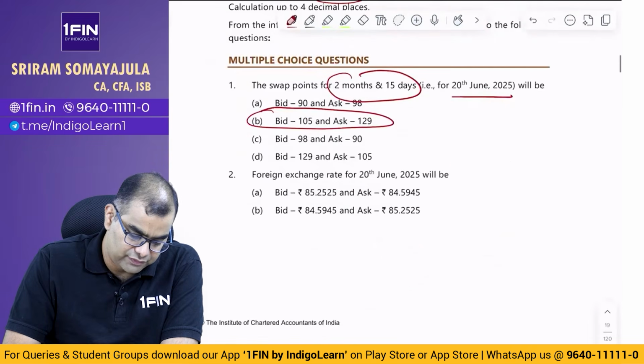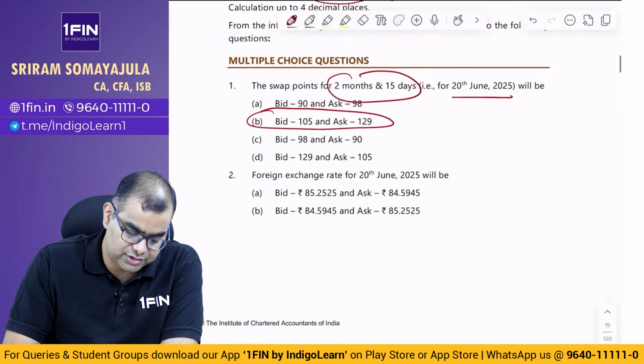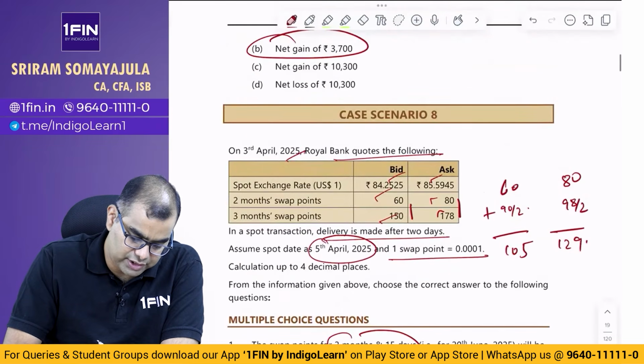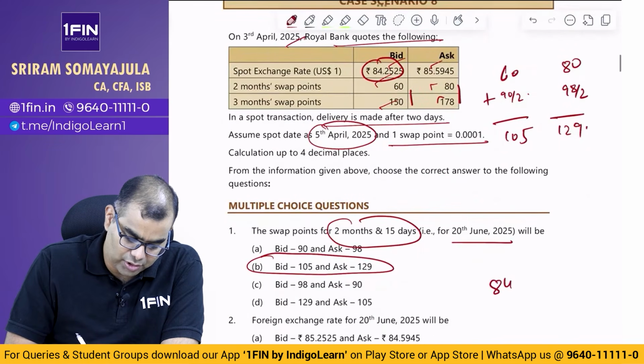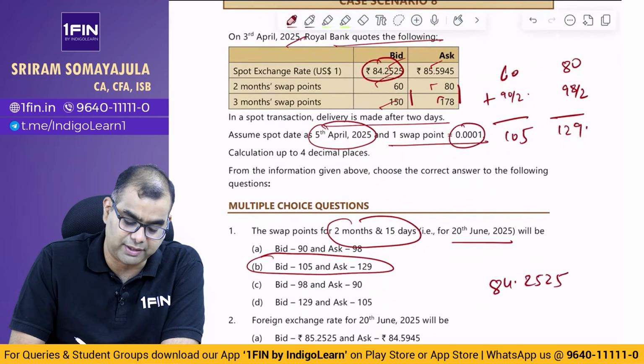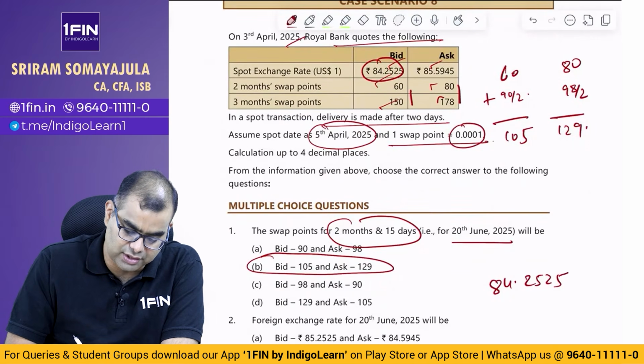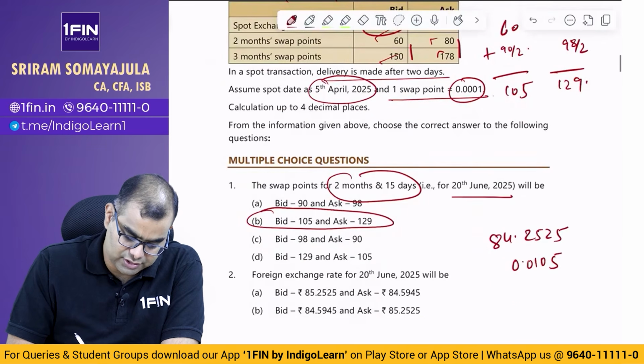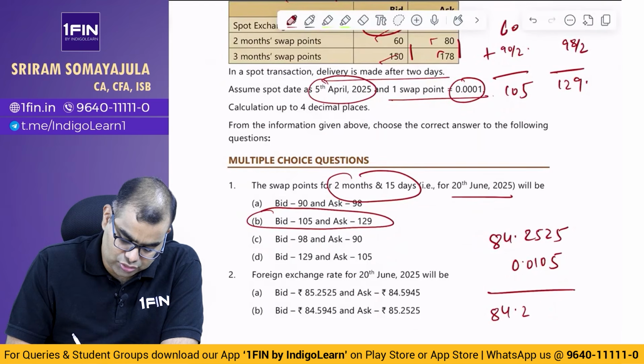Then Forex rate for 20th June will be how much? So 20th June, you'll add bid to bid points. So 84.2525 and 1 point is 0.0001. So this will become 0.0105. This makes it 84.2630.